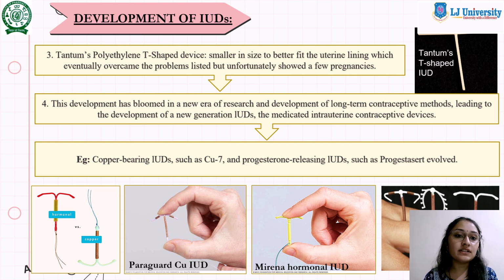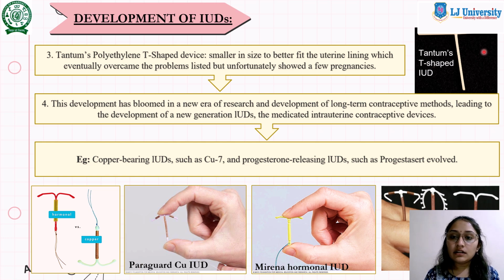The third generation IUD is known as the T-shaped device, also known as Tantum's T-shaped device, which was made up of a biocompatible polymeric material known as polyethylene. This type of T-shaped device was smaller in size, which better fit into the uterine cavity, and it eventually overcame the problems which were listed for the first generation as well as second generation IUDs.